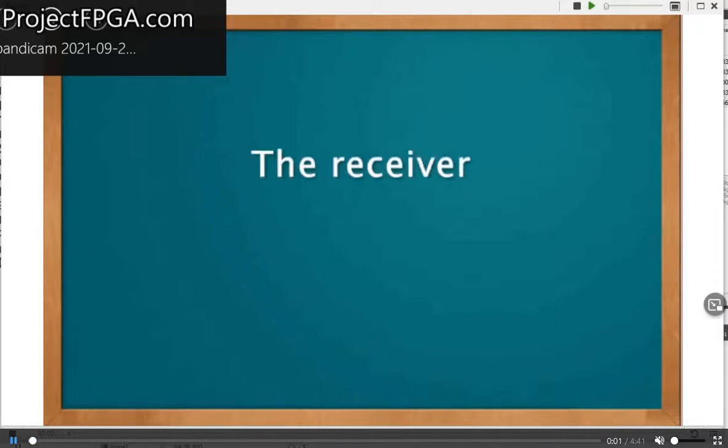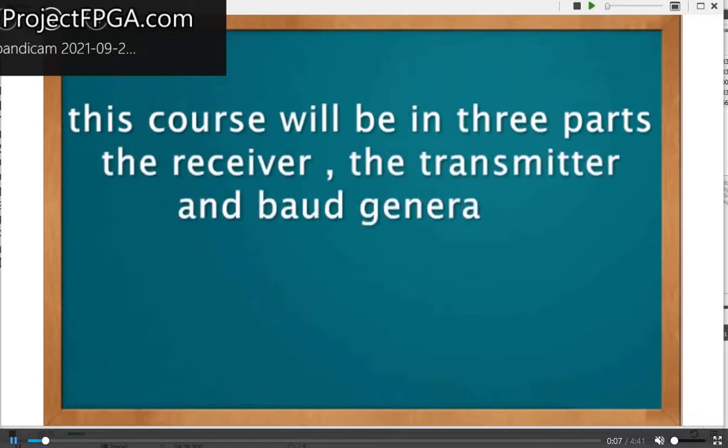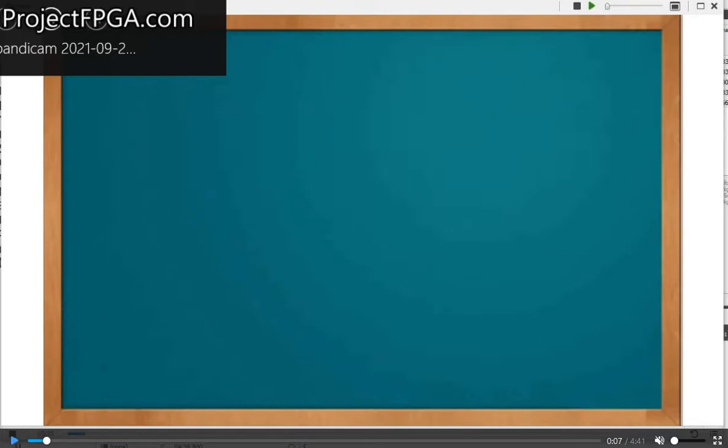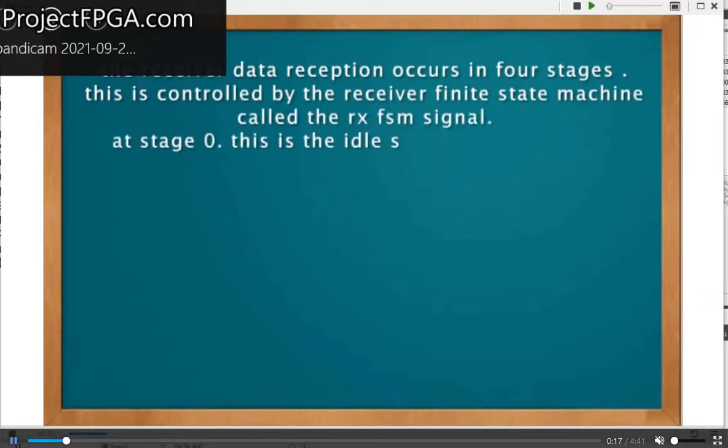The receiver main subcircuit. This course will be in three parts, as we discussed earlier: the receiver, the transmitter, and the baud generator. The receiver data reception occurs in four stages, which is controlled by the receiver finite state machine, also called the RX-FSM signal.